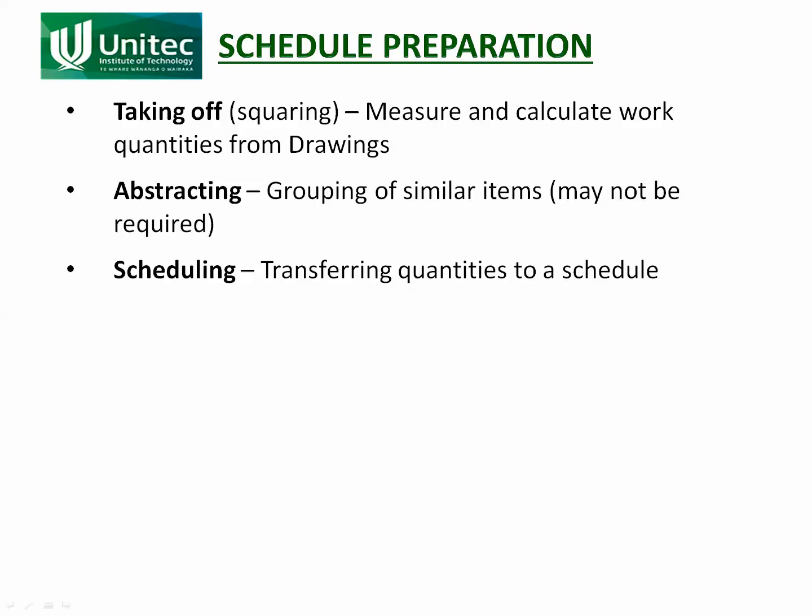The next part is abstracting, where you're grouping similar items together. So you go through the drawings again, and if you've done it right and put all of the pipe work in one colour and all of the earthworks in another colour, it's just a matter of pulling together similar items. And then the scheduling is taking those similar items and arranging them into the schedule.